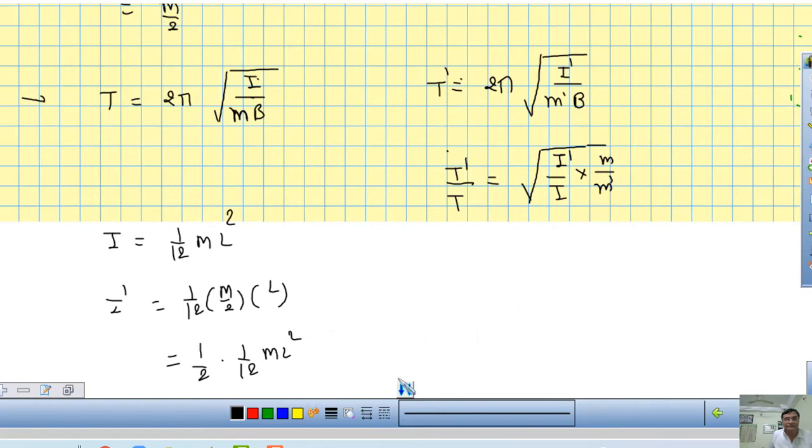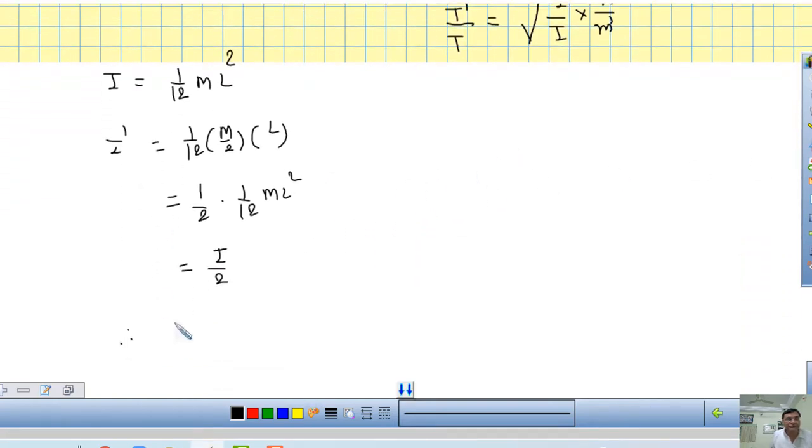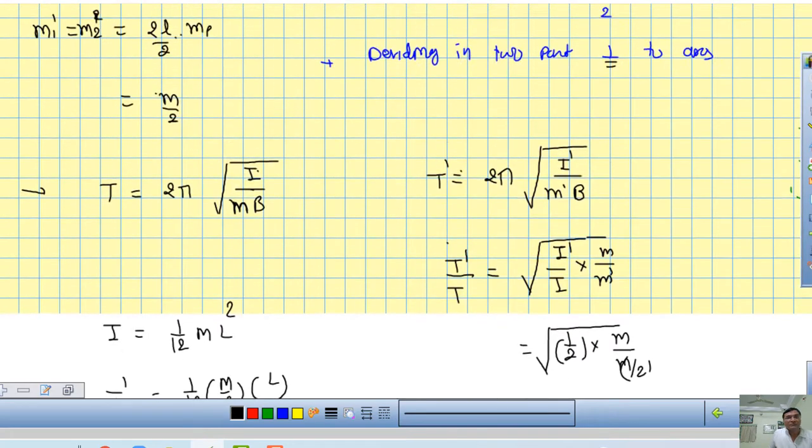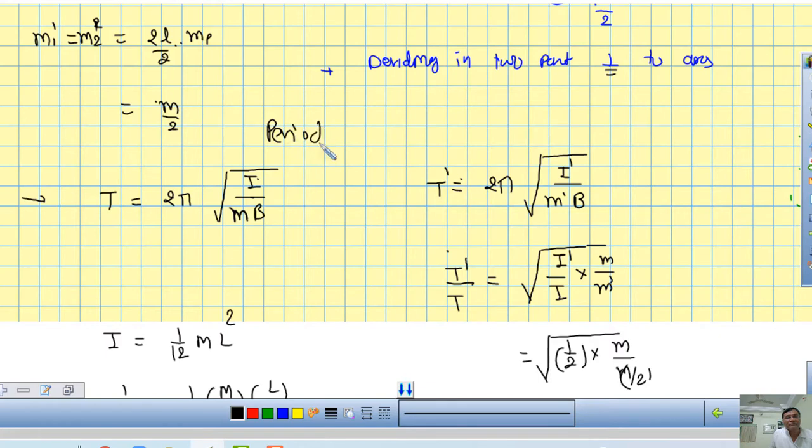So I prime upon I is equal to 1 by 2. So we keep 1 by 2 here, so this is root of 1 by 2. And what happens to the magnetic moment? M prime becomes M by 2, as we already discussed. So this 2 is cancelled, so it is 1 only. So T prime upon T is equal to 1, which means T prime is equal to T. So there is no change in the periodic time if you cut parallel to the axis. This is case 1: periodic time when cut parallel to the axis.